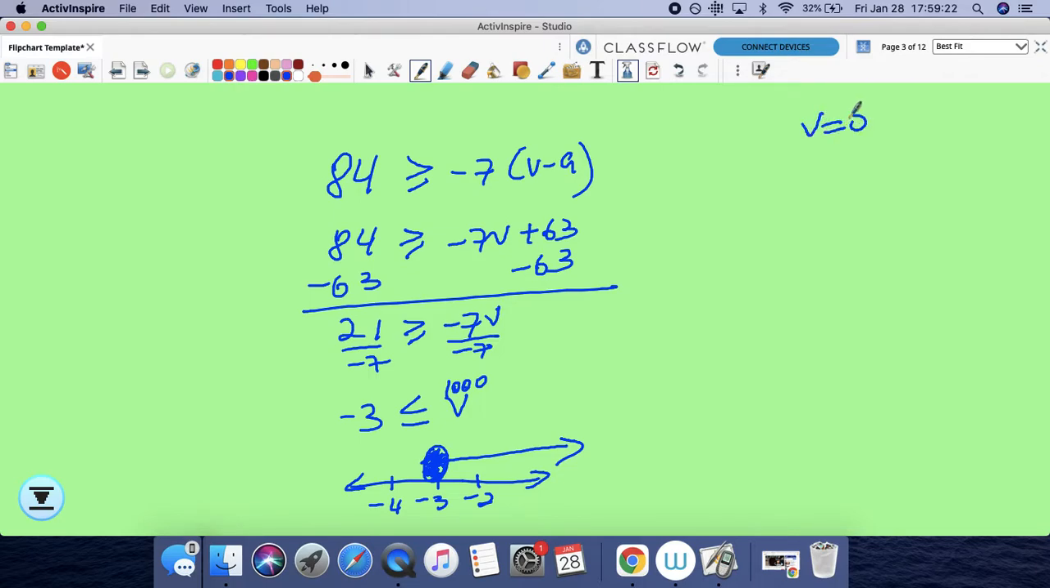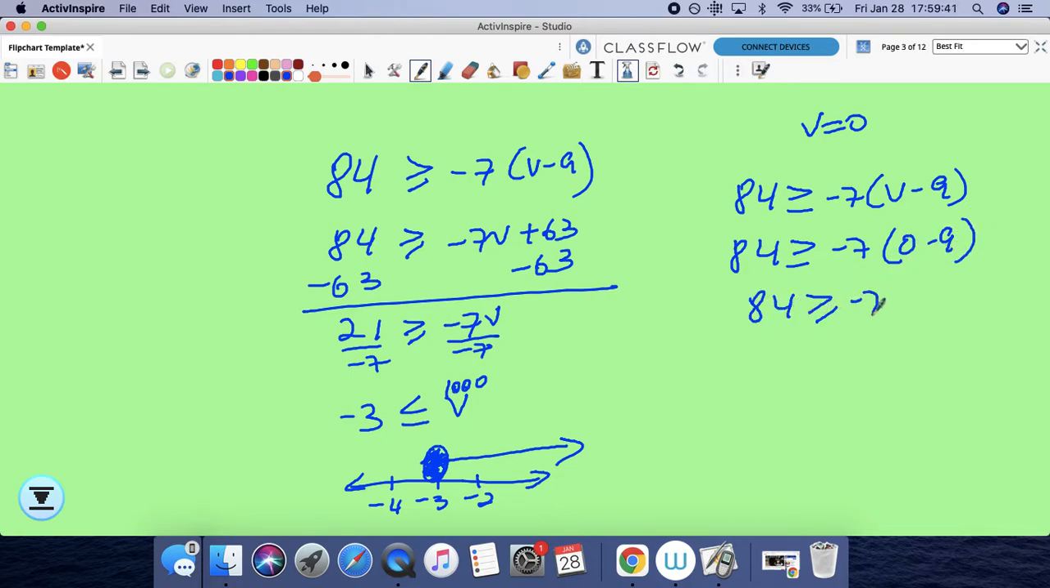So v equals 0, so my check: 84 is greater or equal to negative 7 times (v minus 9). I'm going to put 0 over here. Actually, I should have picked 9. My apologies. So 0 minus 9 is just negative 9, and if I multiply those two, I get 63. So actually, the better number here would have been v equals 9, because then 9 minus 9 would have been 0, and everything else would have been 0. It's much easier to do, but it doesn't matter.